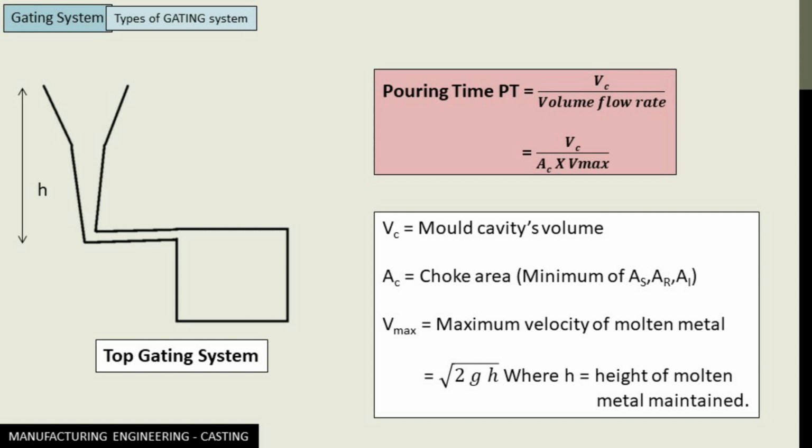Now why are we taking maximum velocity in case of top gating system? Because molten metal is entering the cavity right at the top, hence it will have maximum potential energy there, which is in turn given by root 2gh, in which h is the height of the molten metal maintained at the pouring basin itself, as shown here.